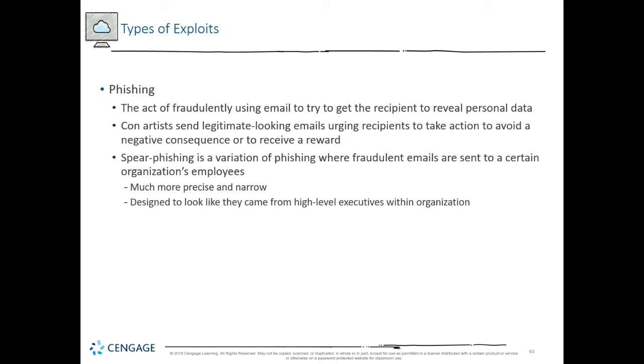Types of exploits. Phishing. The act of fraudulently using emails to try to get the recipient to reveal personal data. Con artists send legitimate-looking emails urging recipients to take action to avoid negative consequences or receive an award. Spear phishing is a variation of phishing where fraudulent emails are sent to a certain organization's employees, much more precise and narrow, designed to look like it came from a high-level executive within the organization.